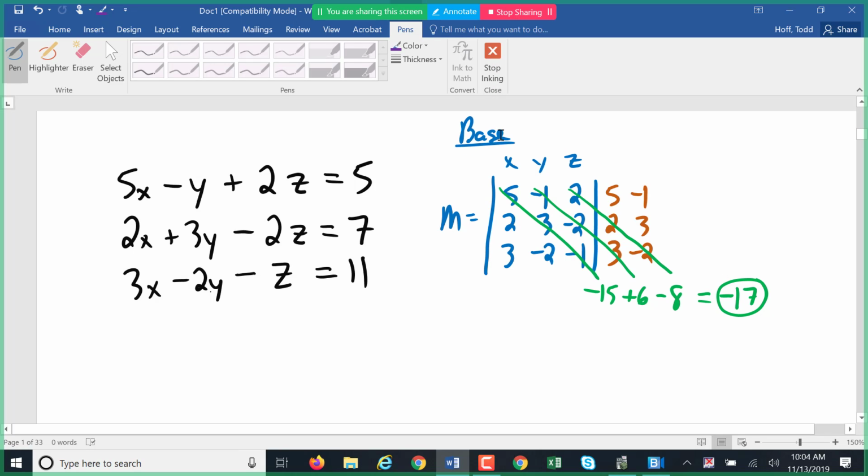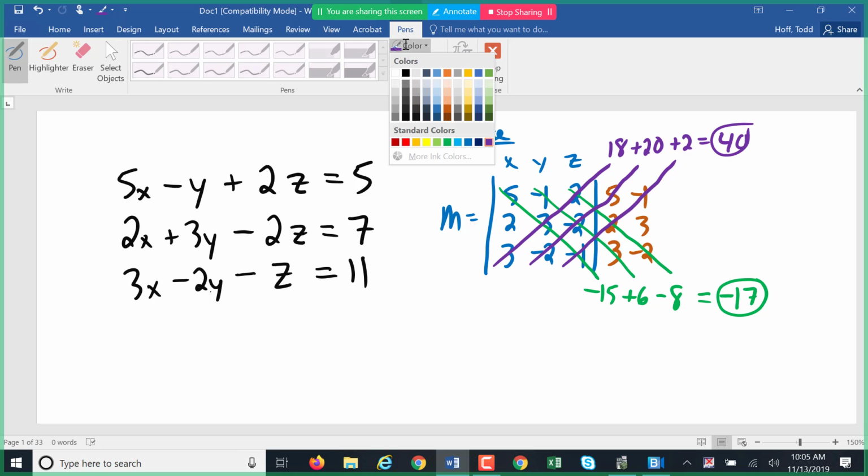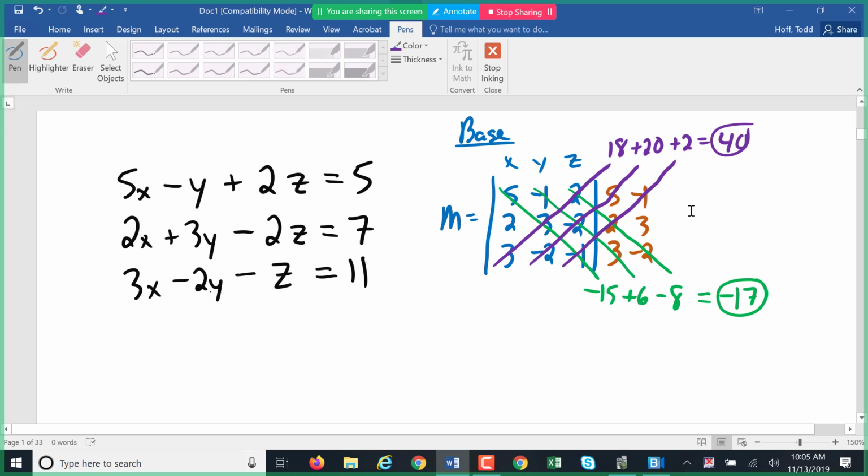Going up, we have 3 times 3 times 2 is 18. Negative 2 times 2 times 5 is a negative 20. Negative 1 times 2 times negative 1 is a positive 2. That gives us an up diagonal total of 40. So now we have negative 17 is our down, minus 40 is the up, giving us a negative 57 as the determinant of our base matrix.